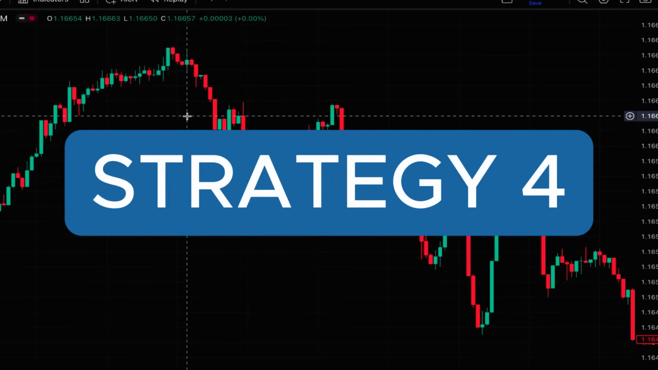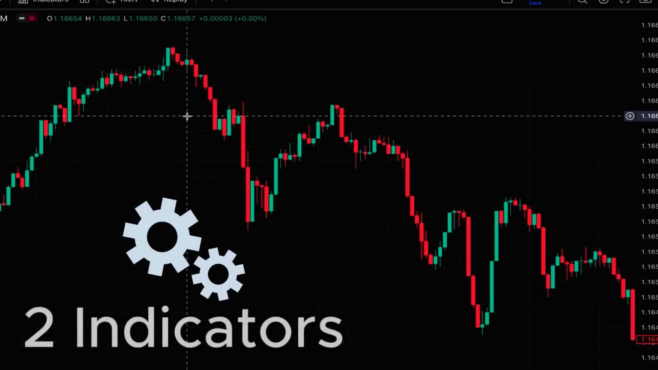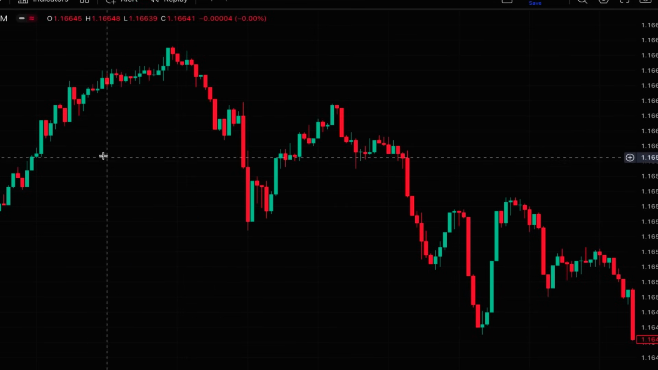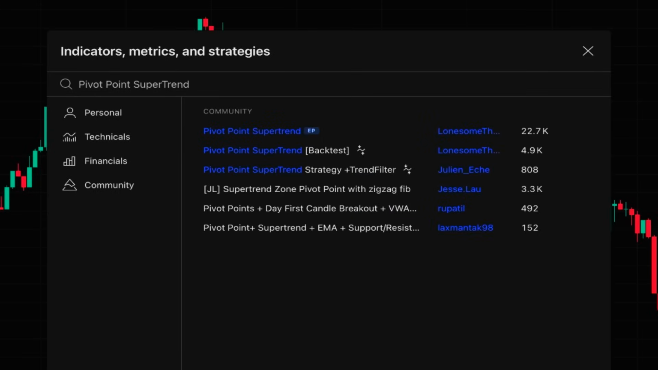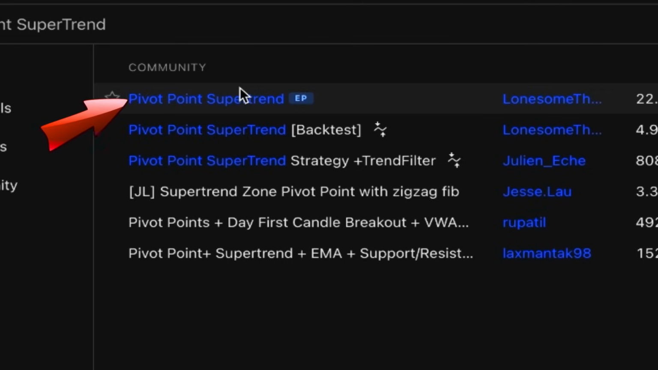Alright, now let me teach you the last trading strategy. In this trading strategy, we have two indicators. To add the first one, we click on indicators and we search Pivot Point Super Trend. This one, which is an Editor's Picks indicator and written by someone named LonesomeTheBlue.